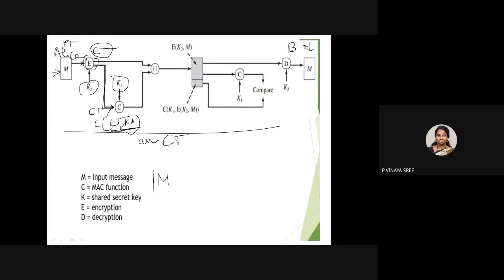This is a message, and this is given to C, and the key is K1, let us suppose. Here you will be concatenating this message and passing it here. And now we are encrypting this with K2. Now tell me, is authentication tied with ciphertext or plain text in this case?